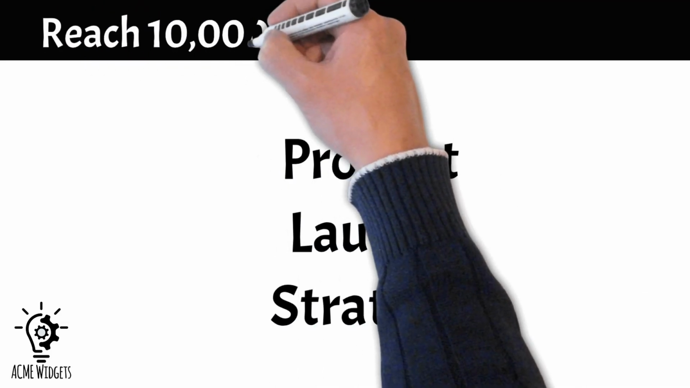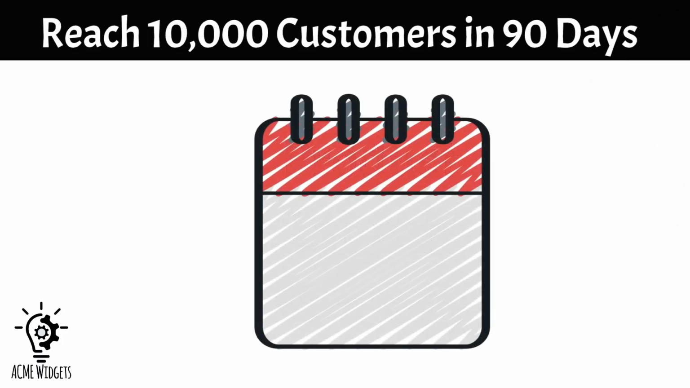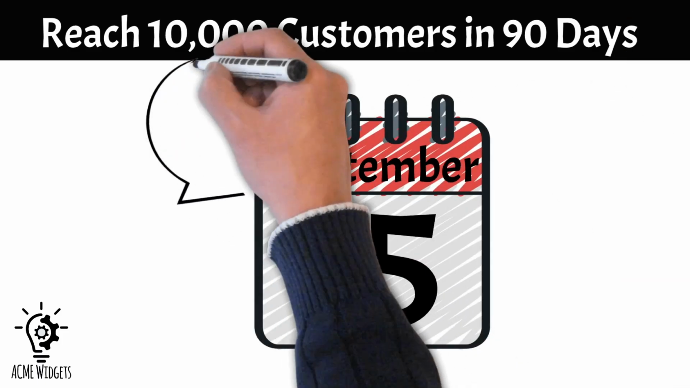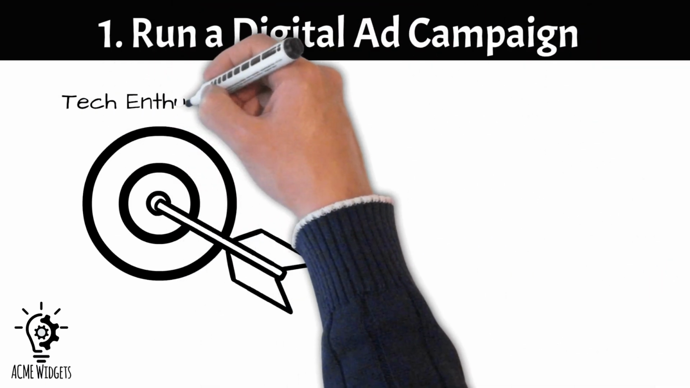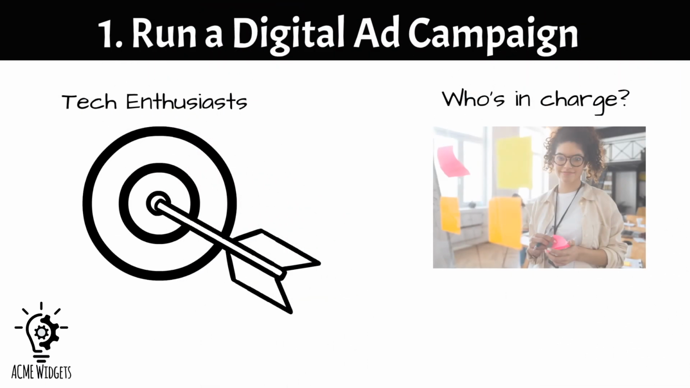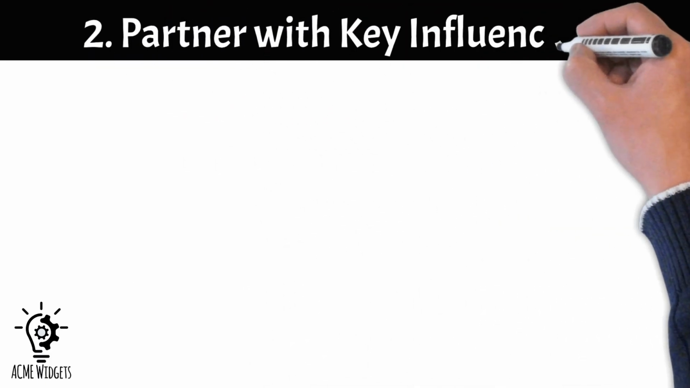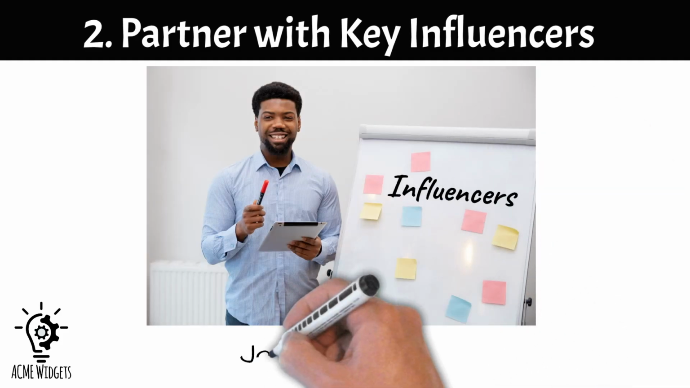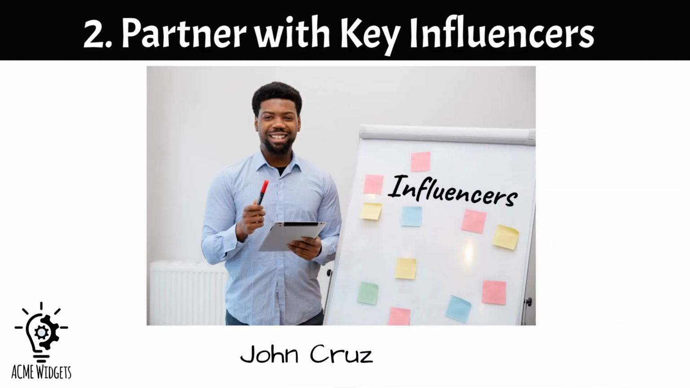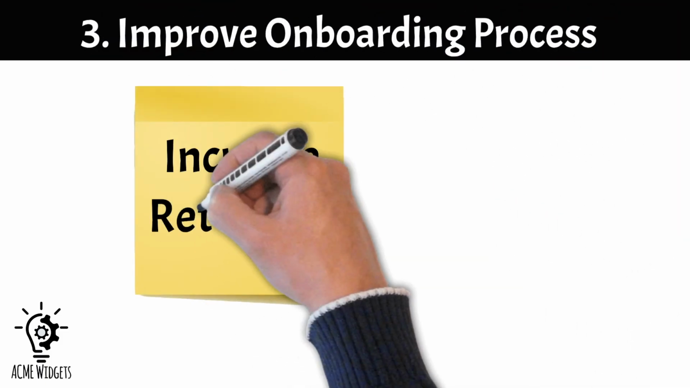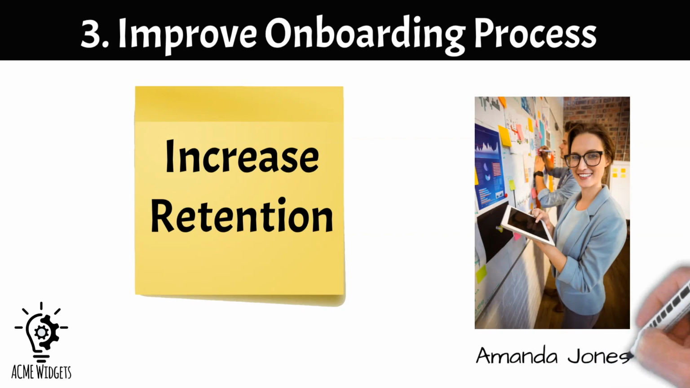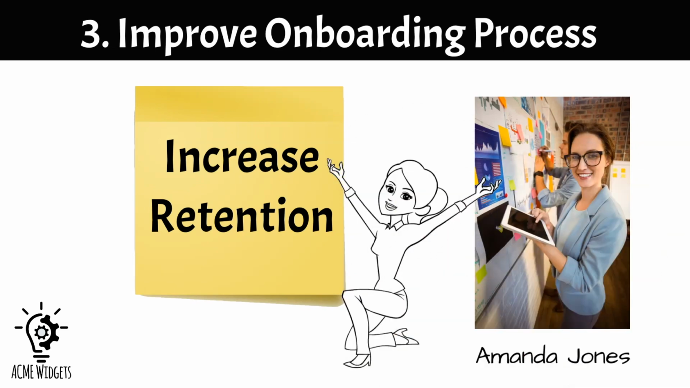Acme Widgets product launch strategy starts with a clear goal: reach 10,000 new customers in 90 days. To get there, our plan includes 3 key initiatives. First, we'll run a digital ad campaign targeting tech enthusiasts. Who's in charge? Maria Salazar from marketing. Second, we'll partner with key influencers to boost credibility and reach. John Cruz from marketing will lead this initiative. Third, we'll improve our onboarding process to increase retention under the direction of Amanda Jones from the customer experience team.